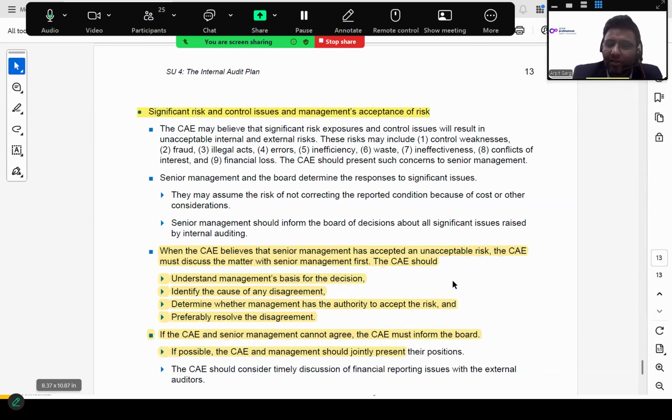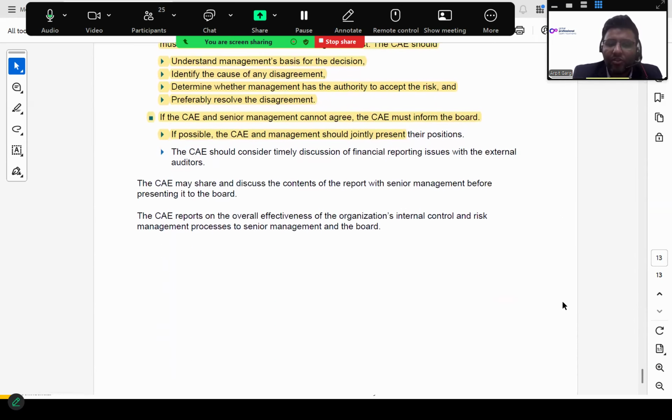So again, we have already read the highlighted section, people. Moving on, the CA may share and discuss the content of the report with senior management before presenting it to the board. The CA reports on the overall effectiveness of the organization's internal control and risk management process to senior management and the board. All is okay.